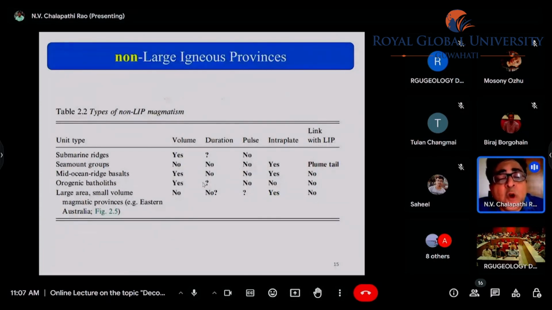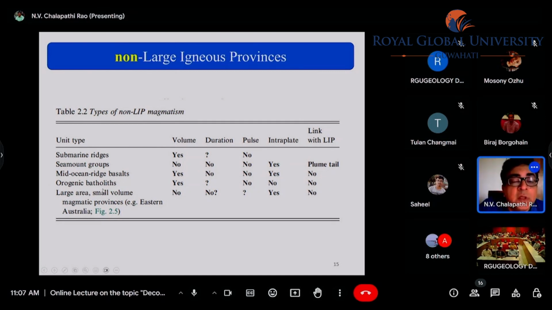Now, we talked about LIP, large igneous province, but there are a lot of other magmas which are not LIP magmas. We need to acknowledge them. The most important thing, which every student of geology knows, are mid-oceanic ridge basalts. They also are erupting continuously at plate boundaries, but they are not considered as LIP for the simple reason I told you. LIPs have nothing to do with plate tectonics directly.